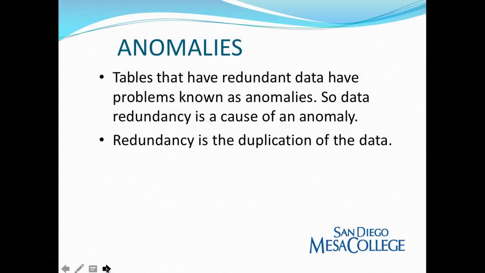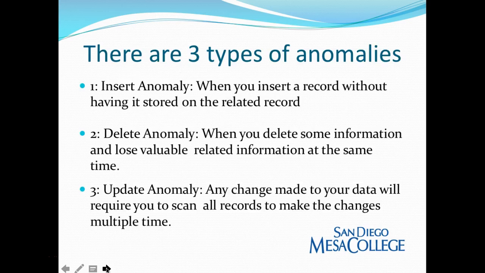So basically, any table that has redundant data may have problems known as this anomaly. Data redundancy is the cause of any anomaly. Redundancy is the duplication of data that causes anomalies. So let's look at some examples. There are 3 types of anomalies.